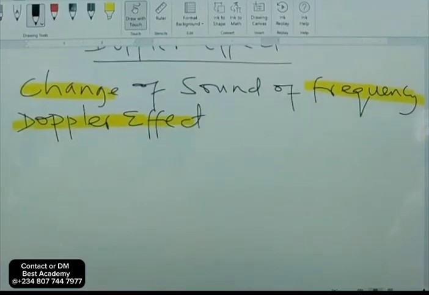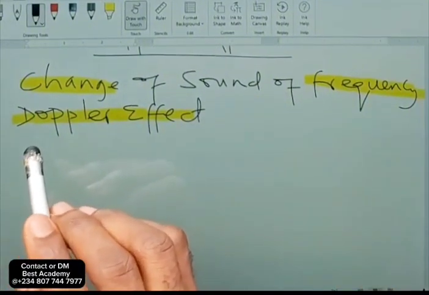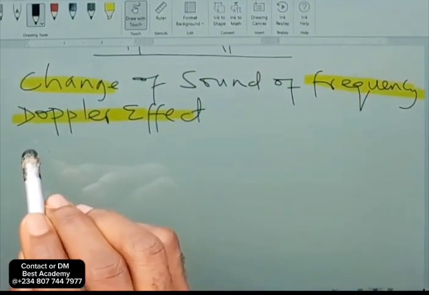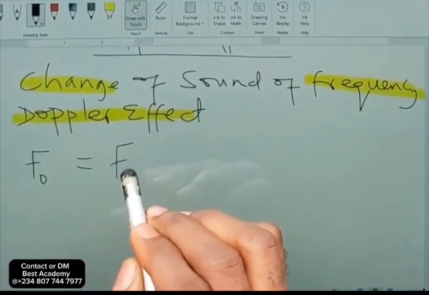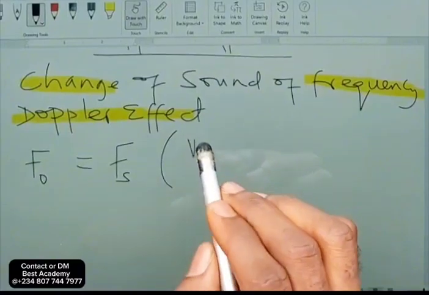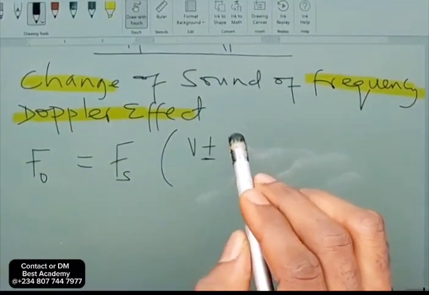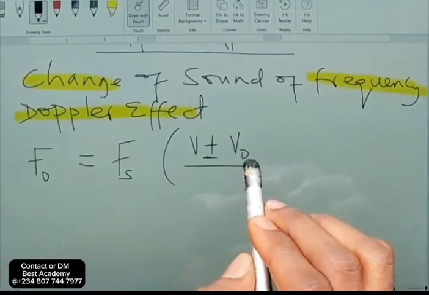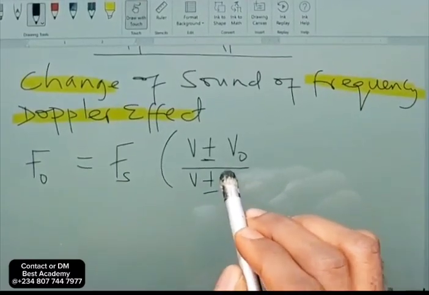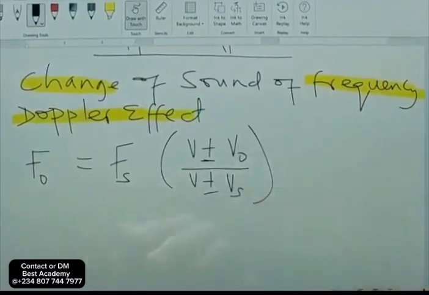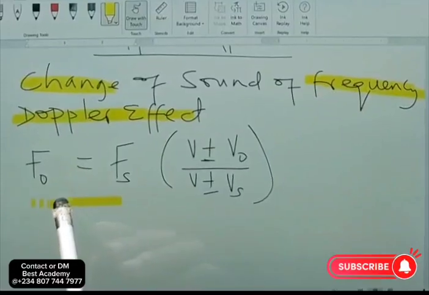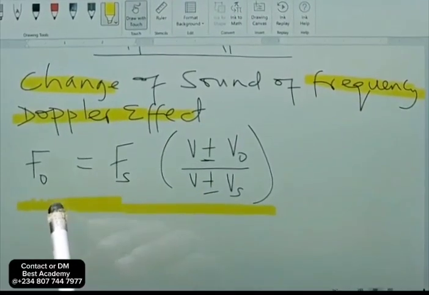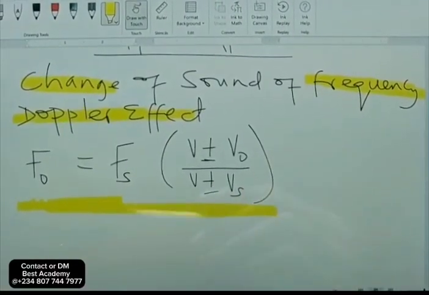Now the formula for observer frequency is said to be f naught is equal to fs into (v plus or minus v naught) over (v plus or minus vs). Please take note. This is the formula for the frequency of the observer in Doppler effect.